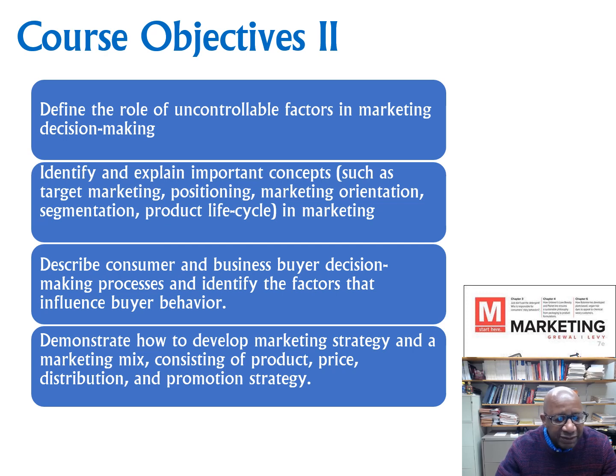Some other course objectives include define the role of uncontrollable factors in marketing decision making, to identify and explain important concepts in marketing such as target marketing, positioning, marketing orientation, segmentation, and product life cycle. So those would be some of the key takeaways in terms of concepts in marketing. Then describe consumer and business buyer decision making processes and identify the factors that influence buyer behavior. So we look at different consumers in terms of individual consumers and business consumers and how they make decisions.